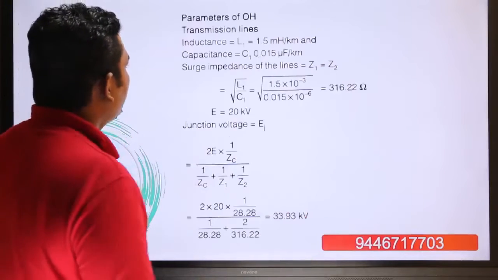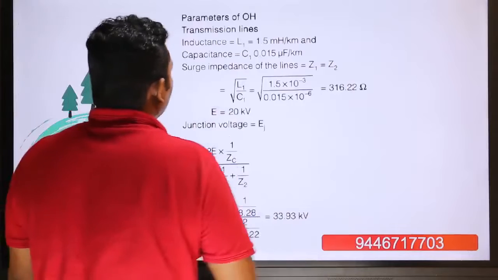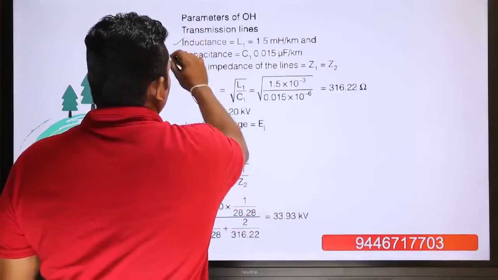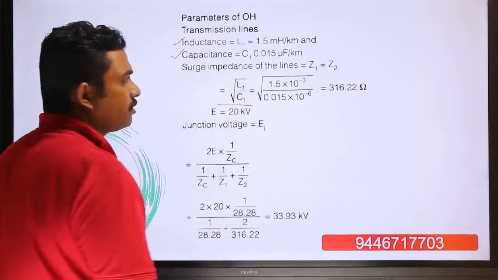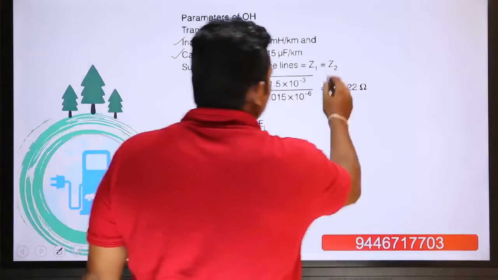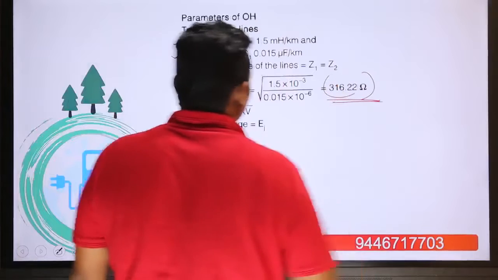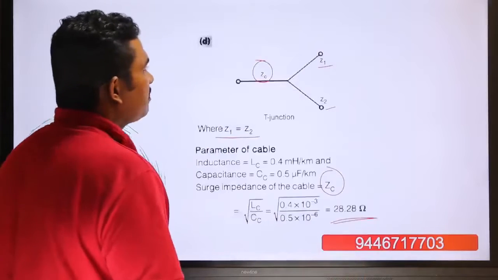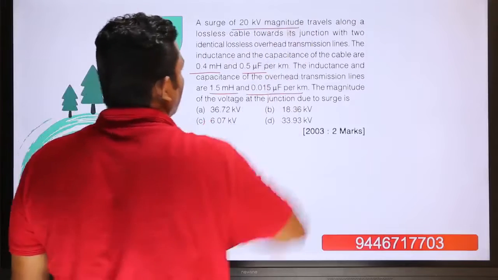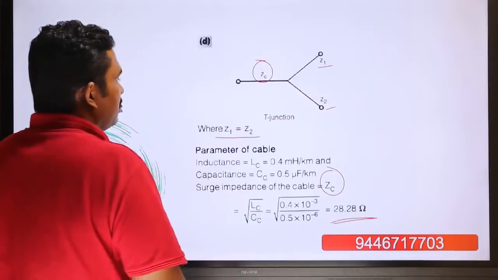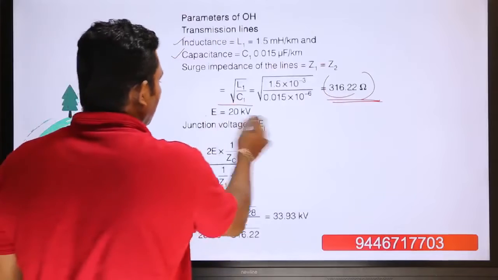Now we can find out the parameters of the overhead line. The inductance and capacitance of the transmission line are given. The surge impedance of the line can be found out by root of L divided by C. So it comes to be 316.22. So what is the magnitude of the voltage that is impinging? A surge of 20 kV magnitude is impinging into the junction. So the surge value is equal to 20 kV.